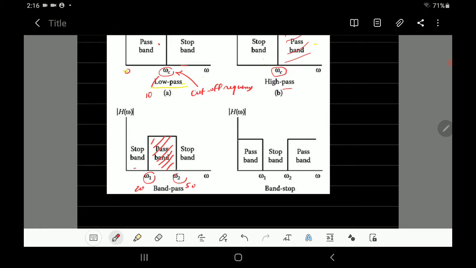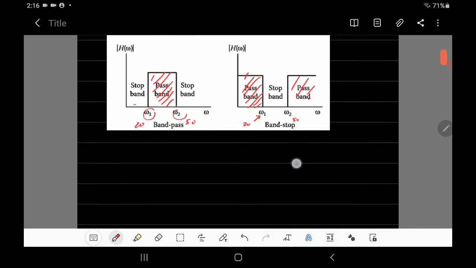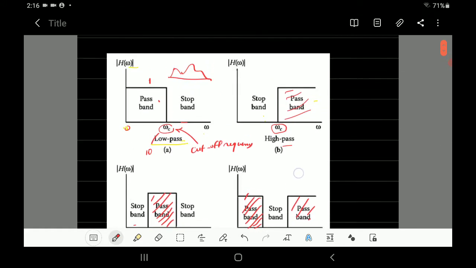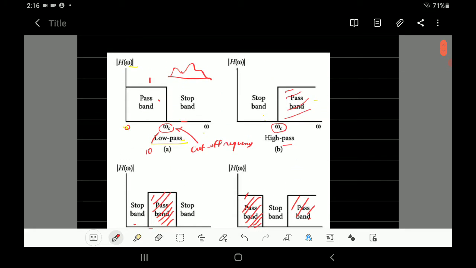For the band stop filter, let's take the same numbers here, like 20 radian per second and 50 radian per second. It means that any component with frequencies between omega 1 and omega 2, i.e. between 20 and 50, will not pass, will be stopped. However, anything below 20 will pass and anything above 50 will pass. So in general, these are the four basic filters.